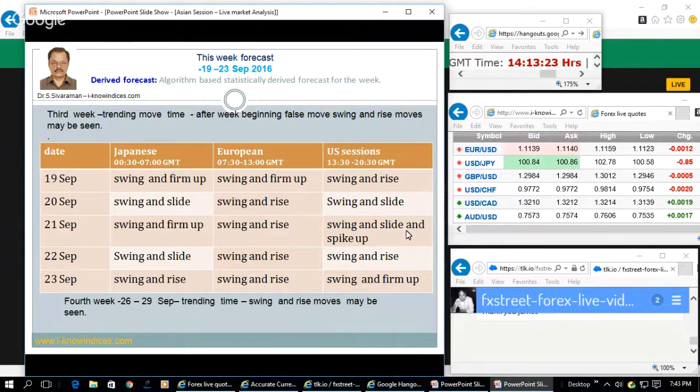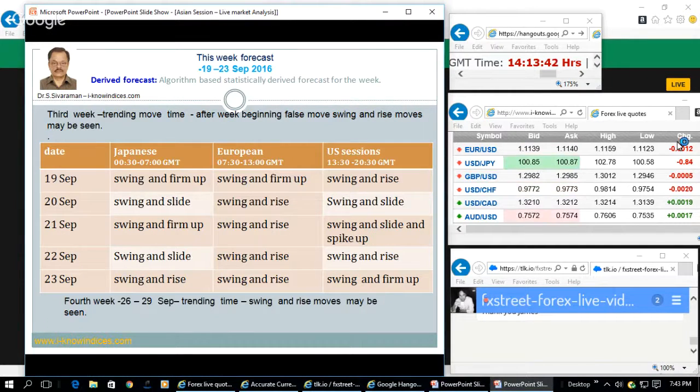And later on, before the FOMC interest rate decision, they could make a firm up, and after the press conference, they are expected to make an upward spike in the case of Euro and GBP, and also in the case of USD.